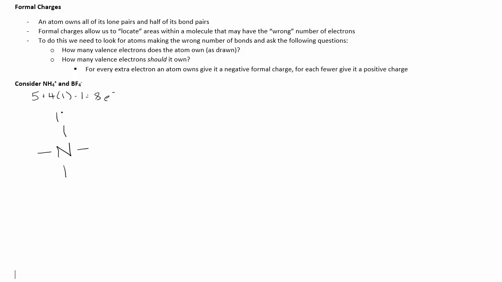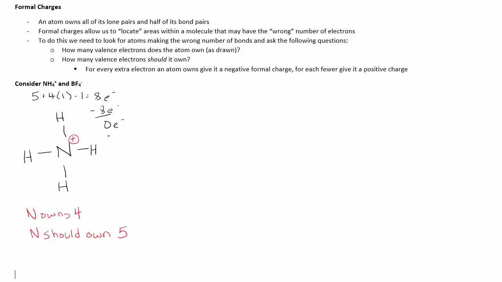NH4 1 positive, so the ammonium ion, should have 8 valence electrons. Draw a skeletal structure, assign the bonds. I notice I have no electrons remaining, so I can't add any lone pairs or anything like that. Every atom has a full shell. But I notice that nitrogen is doing something it shouldn't. Nitrogen is supposed to make 3 bonds, but it's making 4. So I'm going to look at its formal charges.